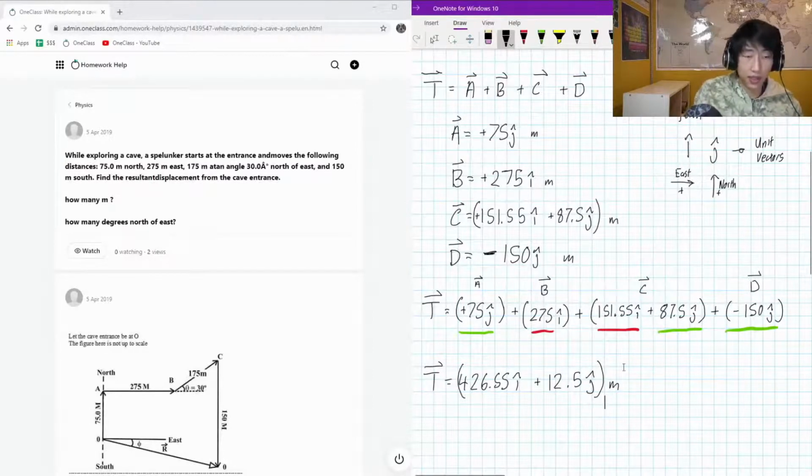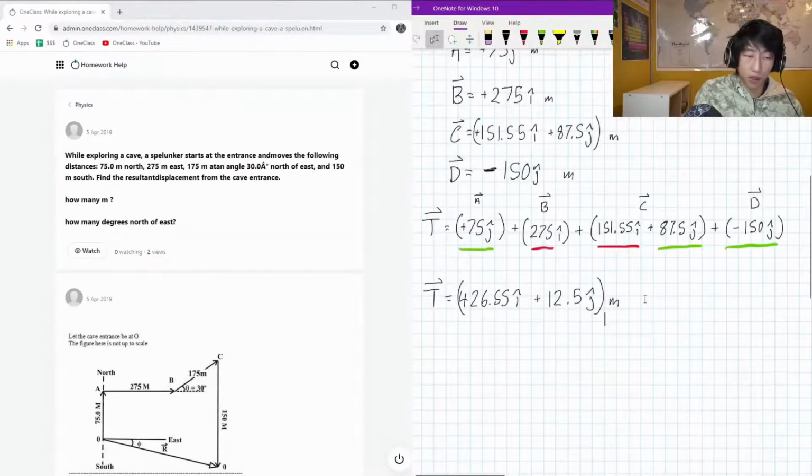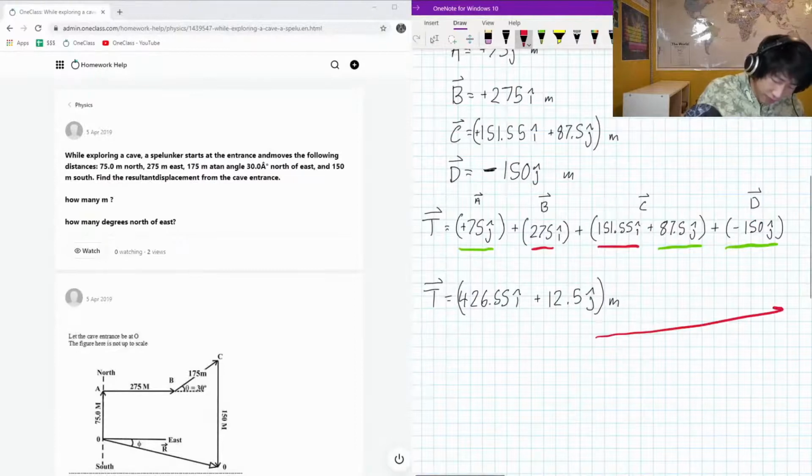Now, does this make sense? It means that we went 426 meters towards the east, very far east, and barely any, just about 12 meters north. So my diagram is a little bit wrong. I think that's because I drew D a little bit too long, so we would actually expect our target to be pointing upwards. We would expect it to look something like this.